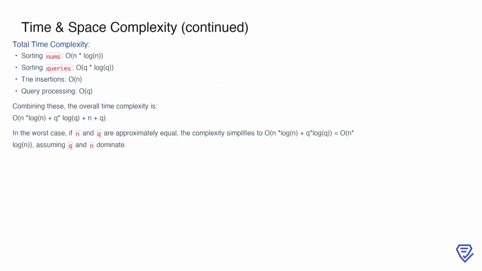Now, combining all these steps, we can calculate the total time complexity. Sorting nums contributes O(n log n), sorting queries adds O(q log q), tree insertions require O(n), and processing the queries takes O(q). Adding these together, the overall complexity becomes O(n log n + q log q + n + q). In the worst-case scenario, where n and q are approximately equal, the dominant terms are O(n log n) and O(q log q). Hence, the total time complexity simplifies to O(n log n), which is efficient enough for large values of n and q up to 10 to the power of 5.